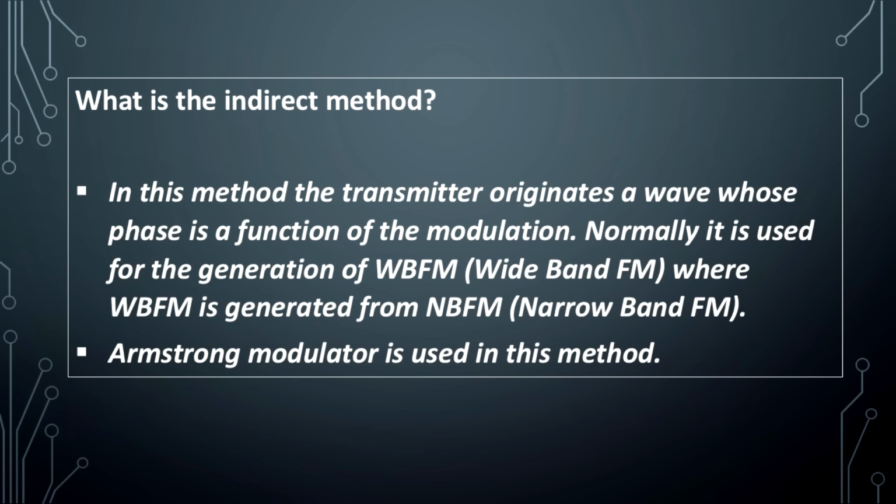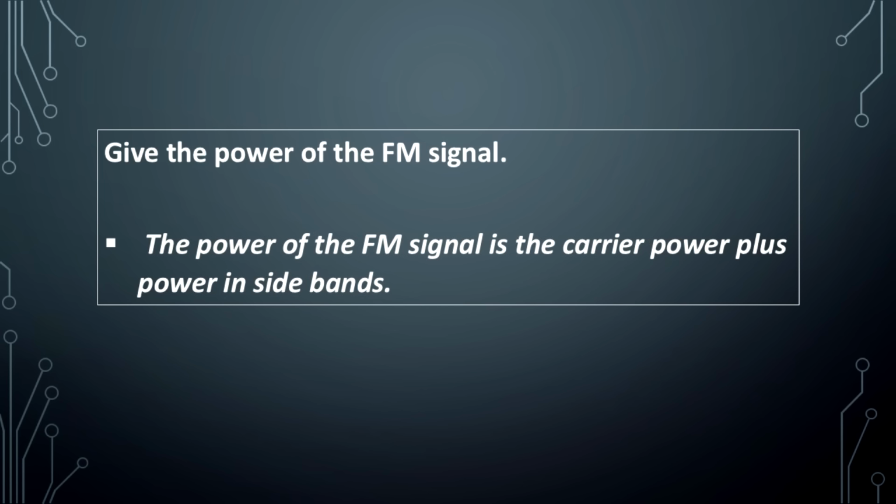What is the indirect method? In this method, the transmitter originates a wave whose phase is a function of the modulation. Normally, it is used for the generation of WBFM, that is, wideband FM, where WBFM is generated from NBFM, that is, narrowband FM. Armstrong modulator is used in this method.